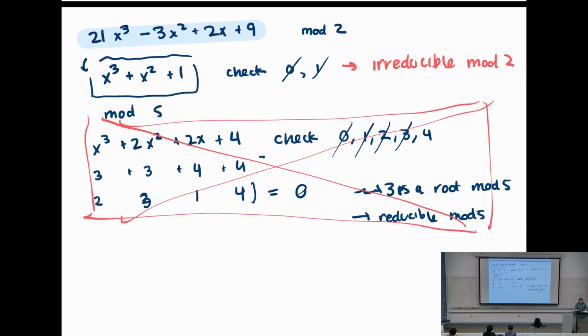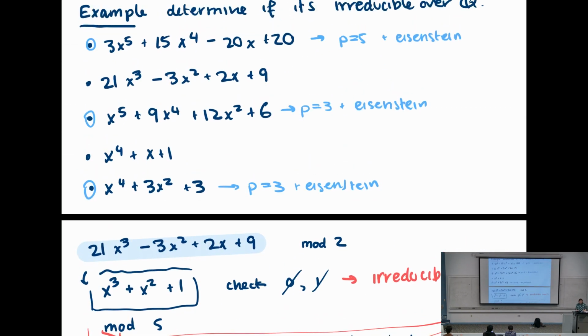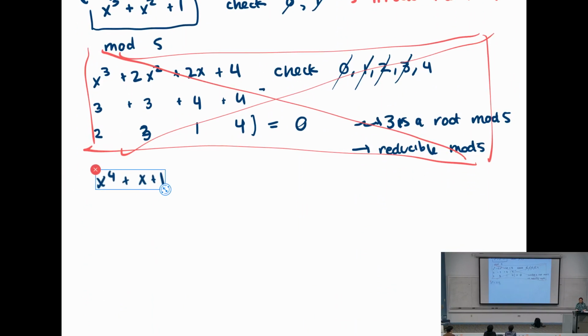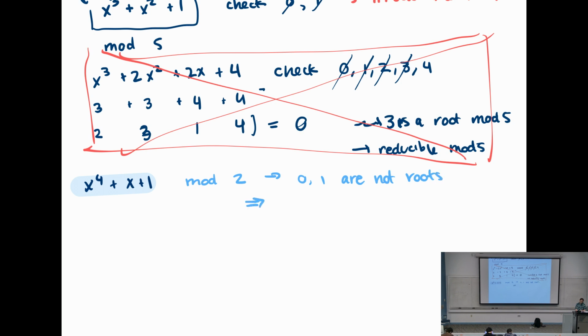Okay, so quickly for the last one, did anyone figure out a way to do this one, x to the 4th plus x plus 1? Yeah. So what did you check, mod 2? It's the same mod 2, and then you just check 0 and 1, and neither of those are roots. Yeah, good. So if we look mod 2, 0 and 1 are not roots, so it's irreducible.